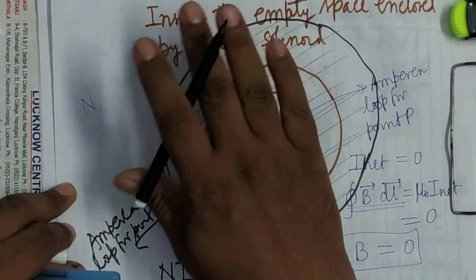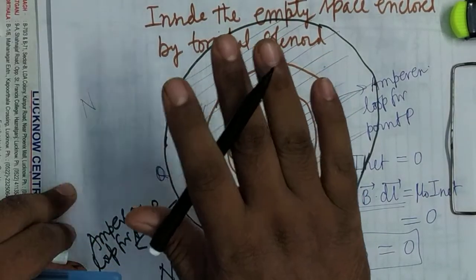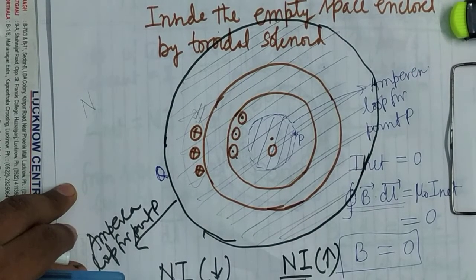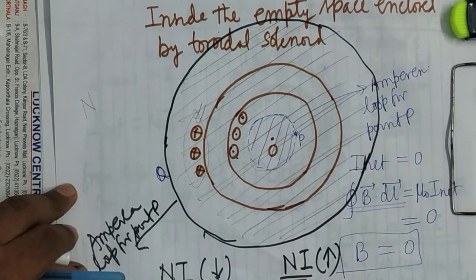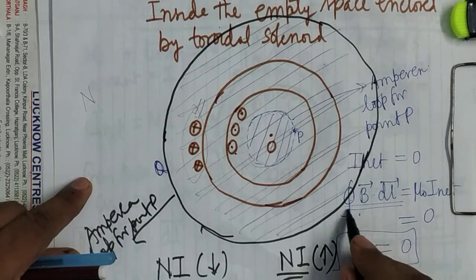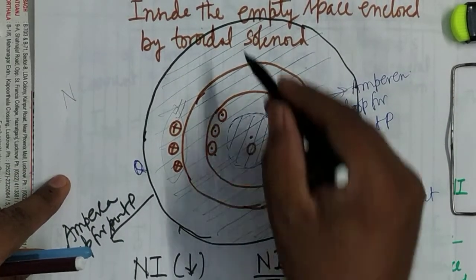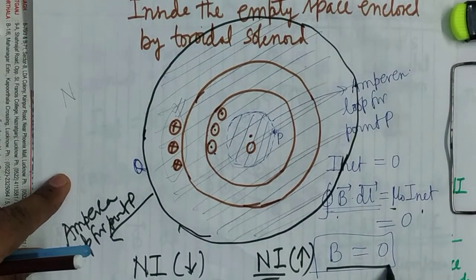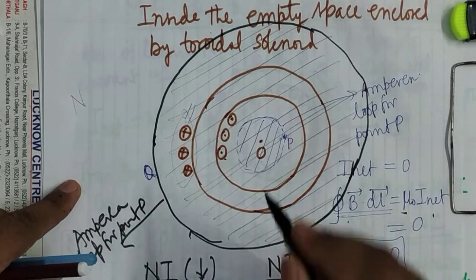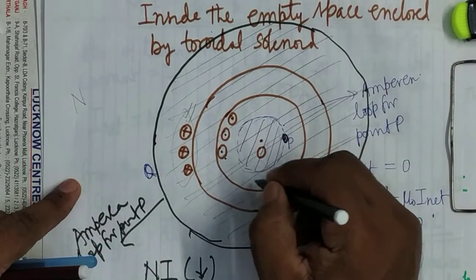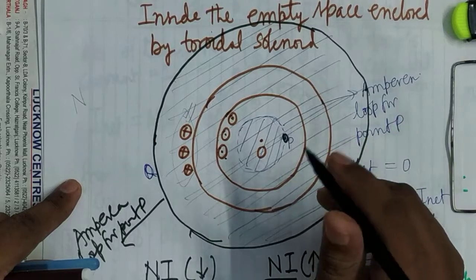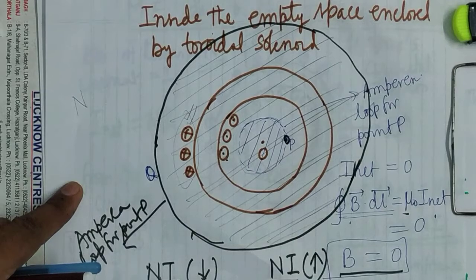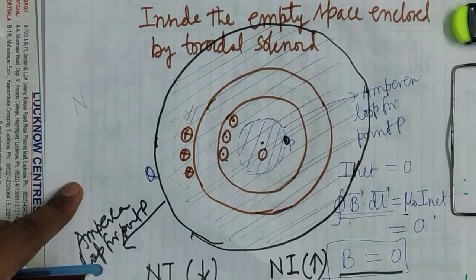So what is the net current threading? Threading means penetrating the surface enclosed by this Amperian loop. That will be equal to 0. And when this becomes 0, once again the same thing, integral B dot dl over this Amperian loop will be 0, therefore B will become 0. It means whether the point is situated within the empty space enclosed by the toroidal solenoid or situated outside the toroidal solenoid, there will be no magnetic field.